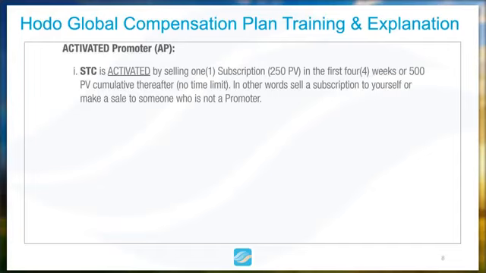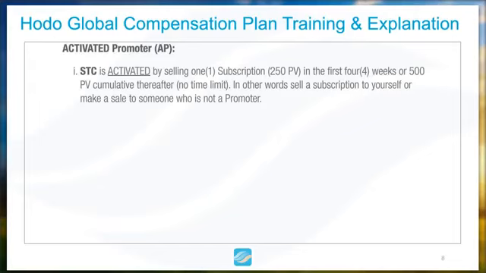in other words, sell a subscription to yourself or make a sale to somebody who is not a promoter, and you've activated your subscription tracking center. If you do that in your first 4 weeks, it's activated, and all you have to do is maintain it with your monthly subscription thereafter. If you don't do that in your first 4 weeks, and most people do, by the way, because they buy one for themselves, so they sell it to themselves when they sign up. Almost right.